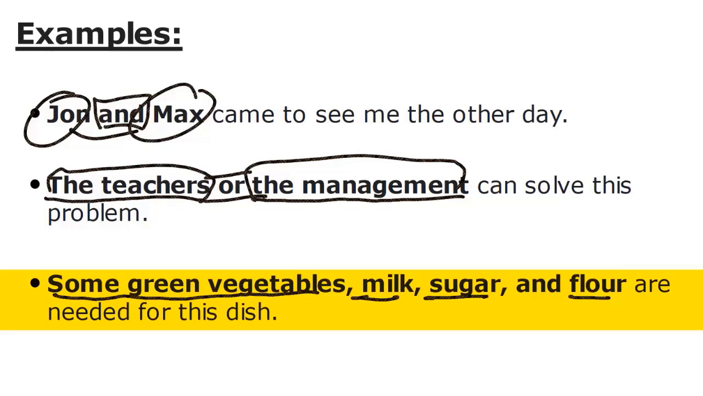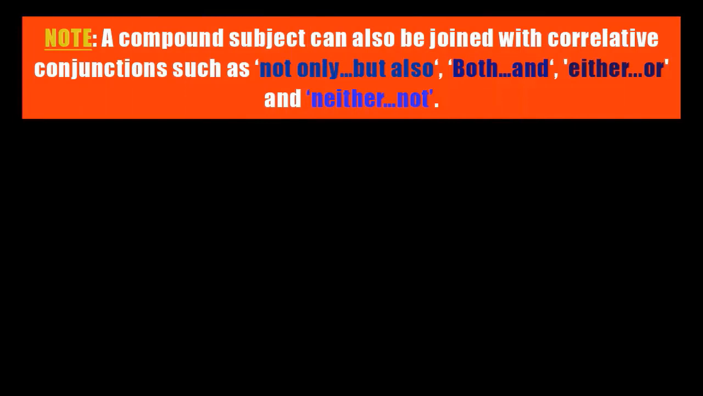The first one is not a simple subject, but the rest of them are simple subjects. So here we have four subjects joined together with this conjunction and, right? We generally join two or more subjects using the conjunction and or or, but we can use some other correlative conjunctions as well, such as not only X, but also Y, not only this, but also that. Both A and B, neither X nor Y, either X or Y.